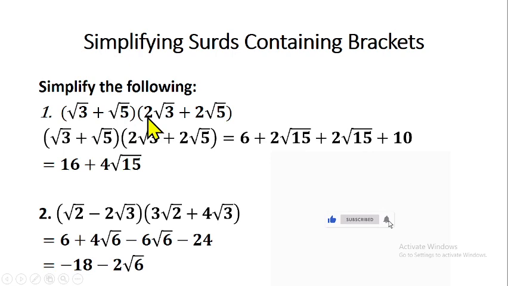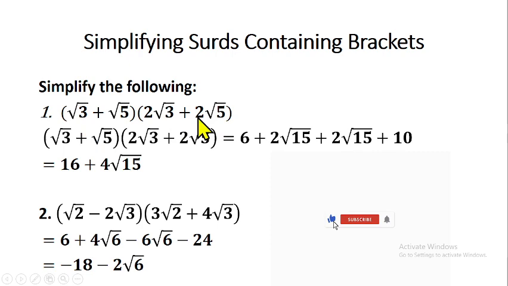Surd 3 times 2 surd 3. We know that surd 3 will multiply this surd 3, that will give us 3. Then 3 times 2 will give us 6. That gives us 6 here. I'll come again. Surd 3 times 2 surd 3. When the same surd multiplies itself, that gives us the whole number. Surd 3 times surd 3 will give us 3. Then that 3 you get times 2 gives us 6. Do you understand that? Good.